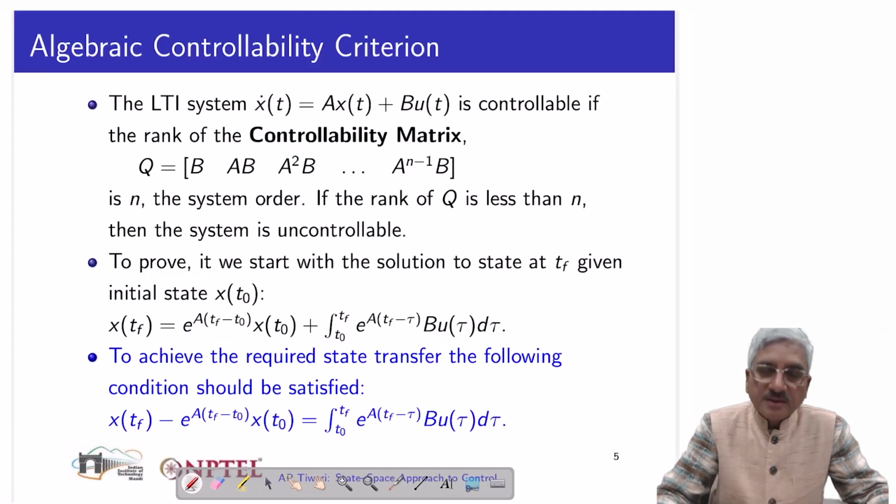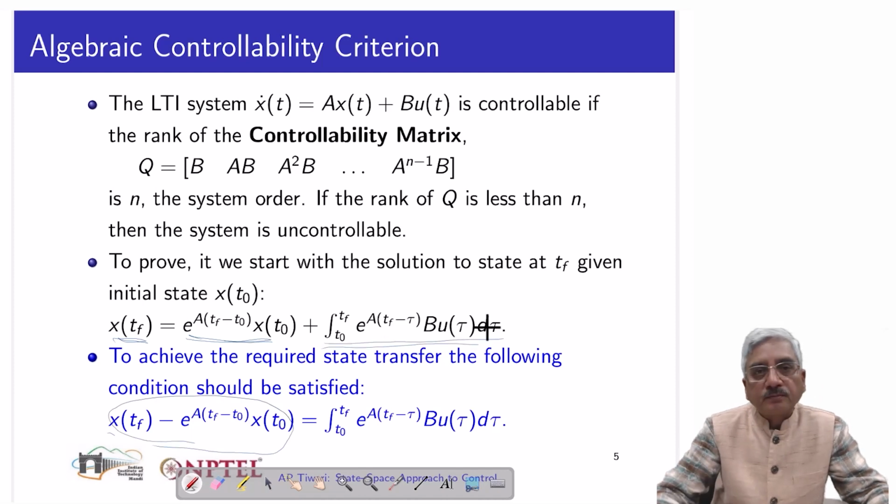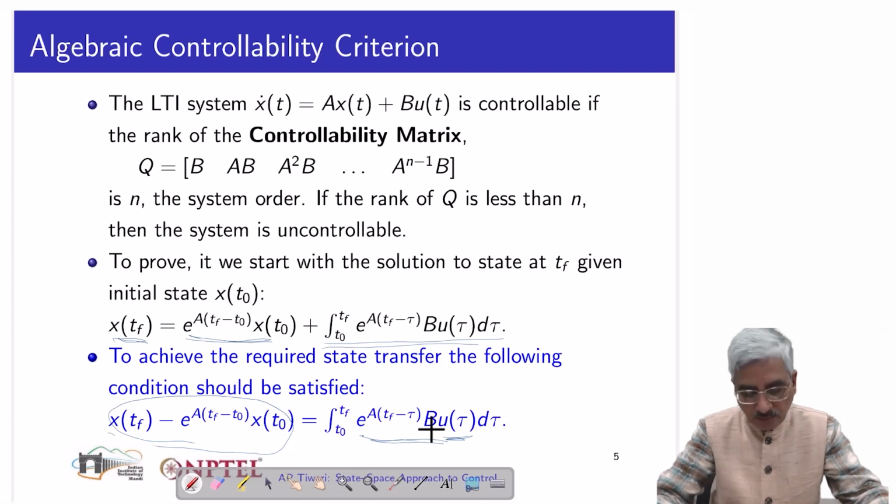And to achieve the required state transfer, the condition to be specified was explained in the last lecture. Basically the difference of x(tf) and the zero input response must be met through this term, which consists of the input u, reflecting through the matrices e power A (tf minus tau) into B.